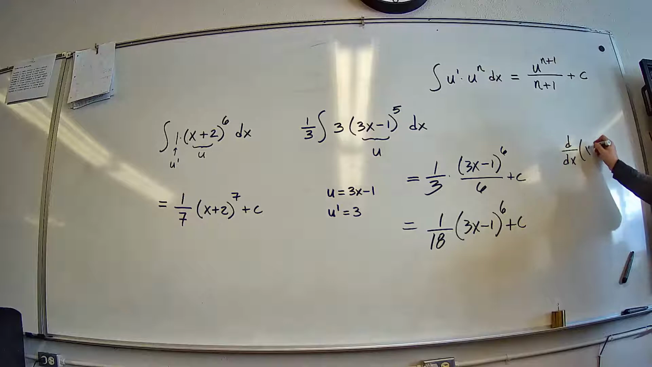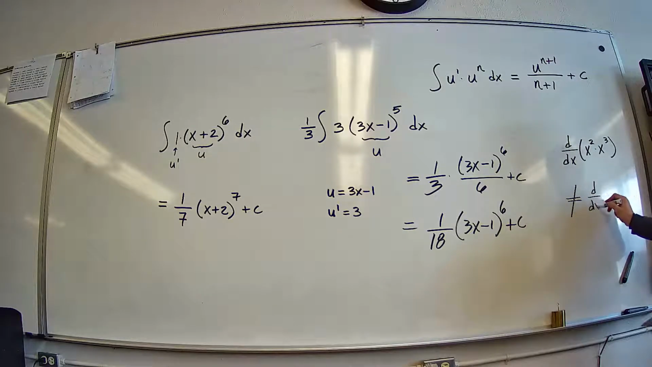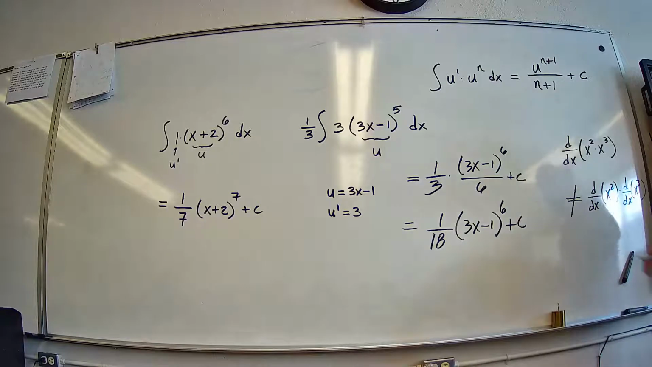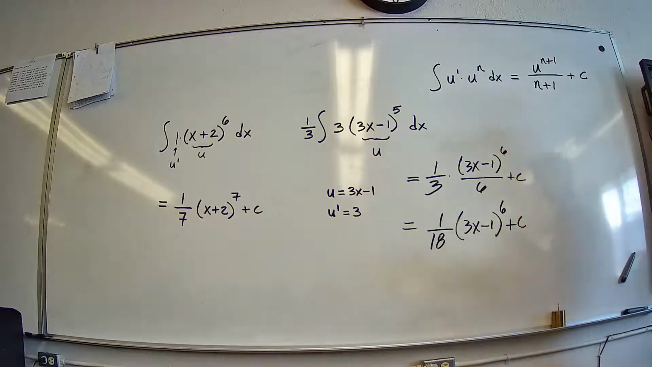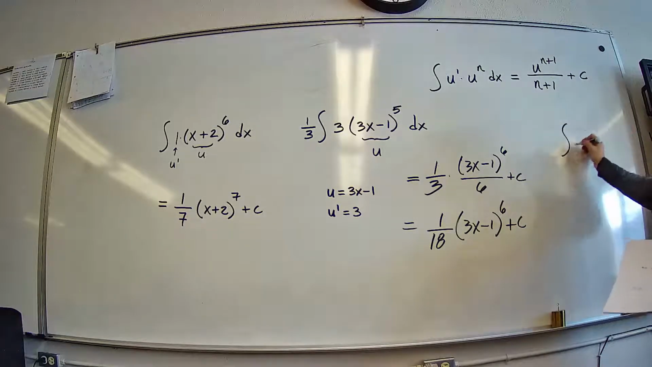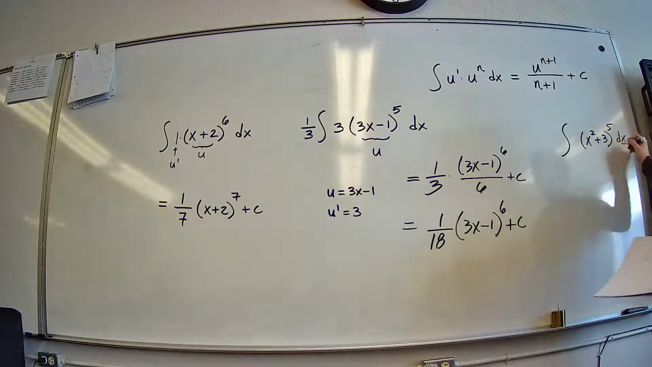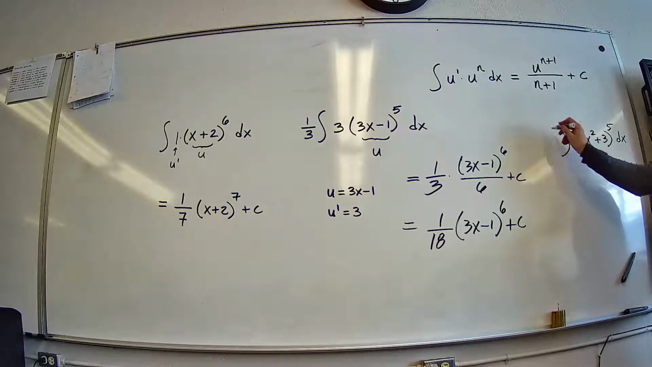The derivative of, say, x squared times x cubed is not the same thing as the derivative of x squared times the derivative of x cubed, right? So let me show you a really concrete example here. What's very tempting for people to do is, let's say you had the integral of (x squared plus 3) to the 5th power. Obviously, it's tempting to go like this, right?